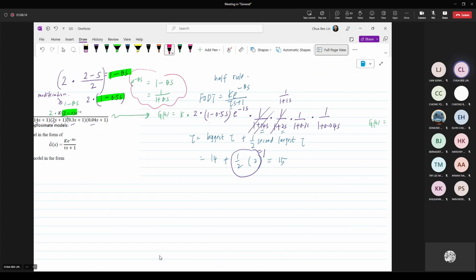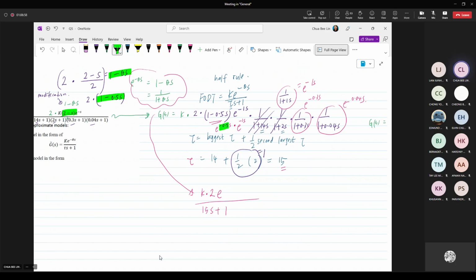So this front part will give you e negative 0.5s. Originally, you already have e negative 1s on the top. And this one will give you e negative 1s. And this one, e negative 0.3s. And this, e negative 0.04s. So you'll be having k multiplied with 2. So like this one going down, then bottom is tau s plus 1, so 15s plus 1, where your tau is 15. So this is your tau.